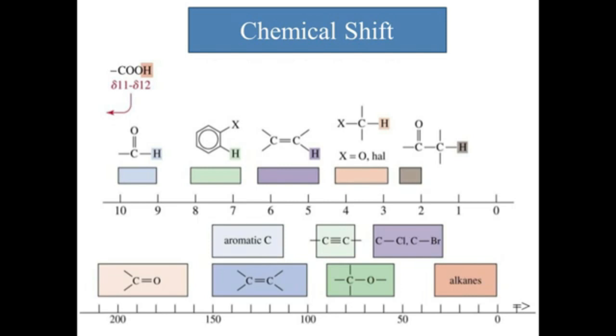Alkane carbon appears in 0 to 20 or 0 to 30, and then 30 to 50 or 60 is halogen carbon. Another way, 100 to 150 is where carbon-carbon double bond or aromatic carbon appears in this region. Above that, 150 to 200 is where aldehyde, ketone and acid carbons appear. So this is the chemical shift value.